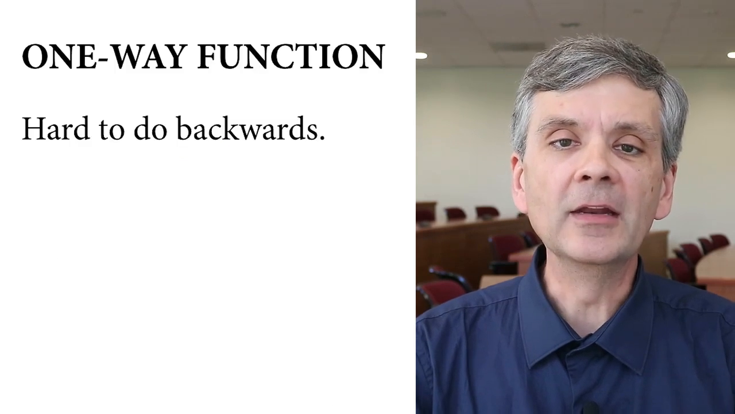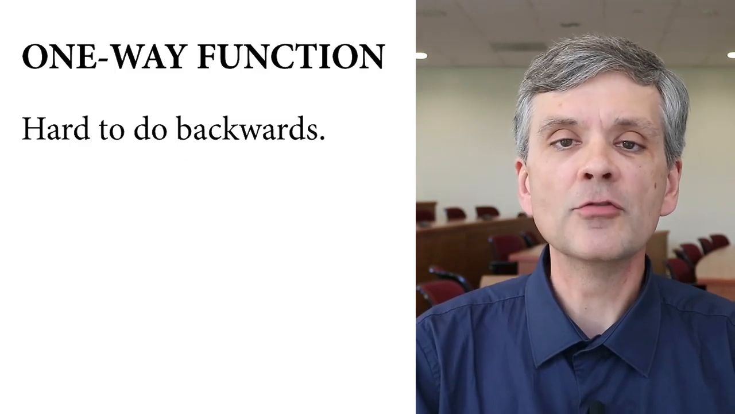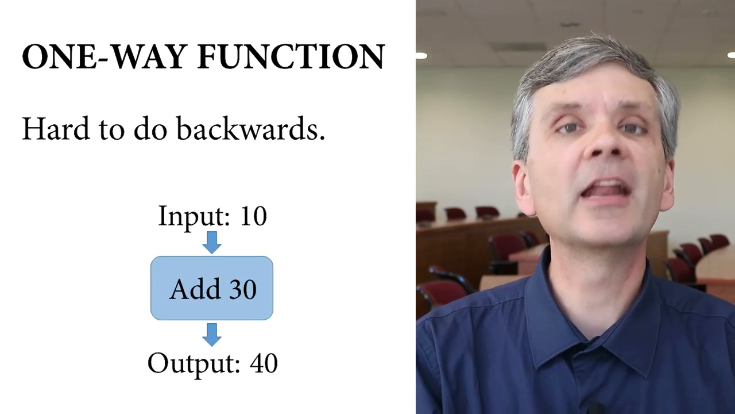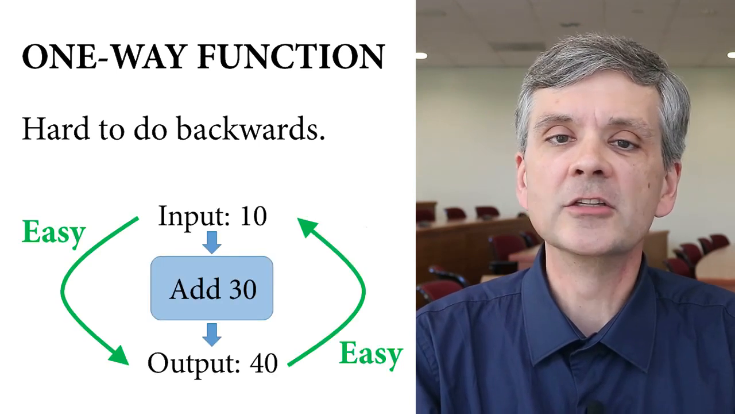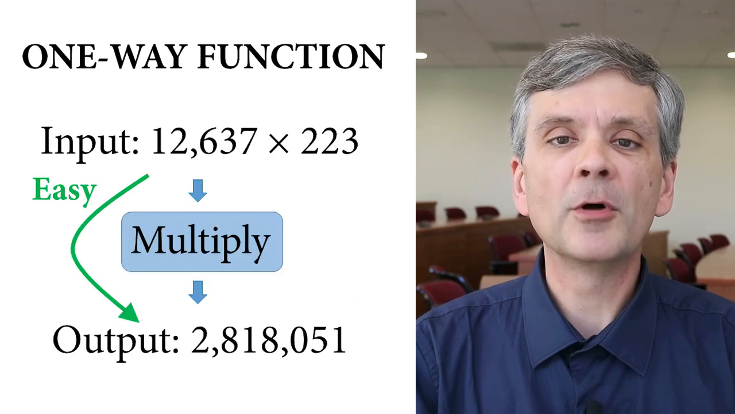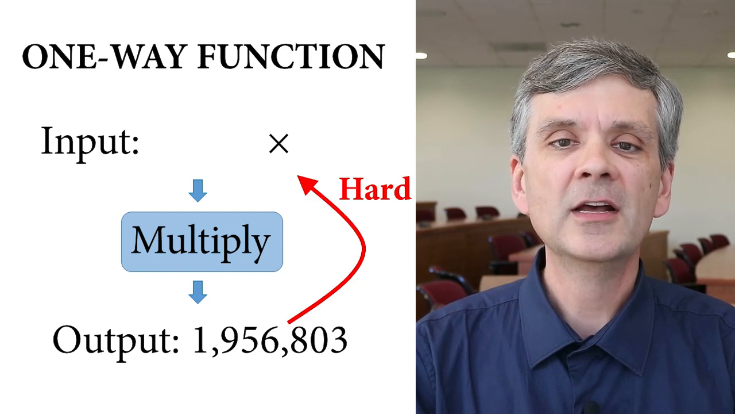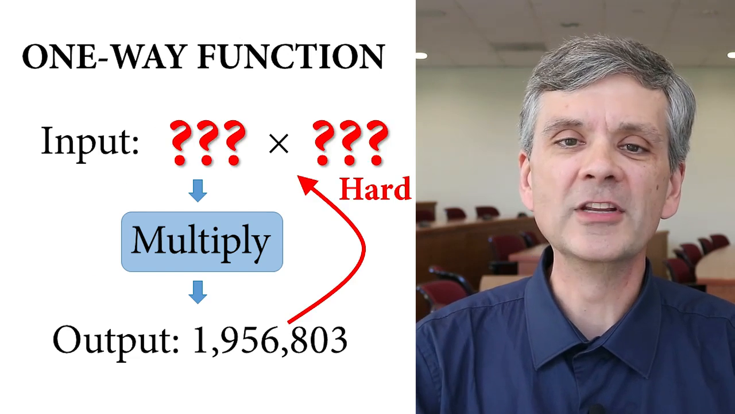SHA-256 stands for Secure Hash Algorithm, and it outputs 256 bits. What does one way mean? Well, that's just a function that's hard to do backwards. Some functions are easy to do backwards, like for example the function of adding 30. You just subtract 30 to do the reverse. But the function of multiplying two large prime numbers together is really hard to do backwards. Take a look at my follow-up video for more details.